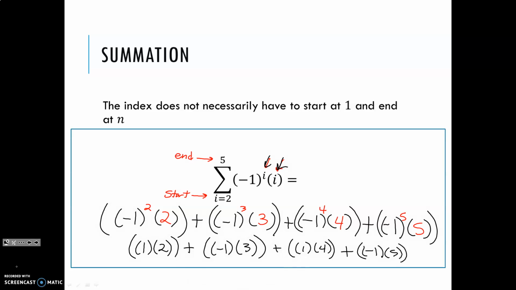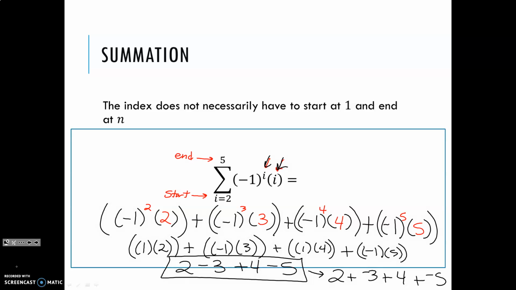Okay? Now, to simplify this, 1 times 2 is 2, minus 3, plus 4, minus 5. Now, I have had people in the past that have said, well, is this really a summation because there are subtraction signs there? The answer is still yes, because subtraction is just adding a negative. But if you wanted to, you could write this as 2 plus -3 plus 4 plus -5. That would also be a correct answer as well.